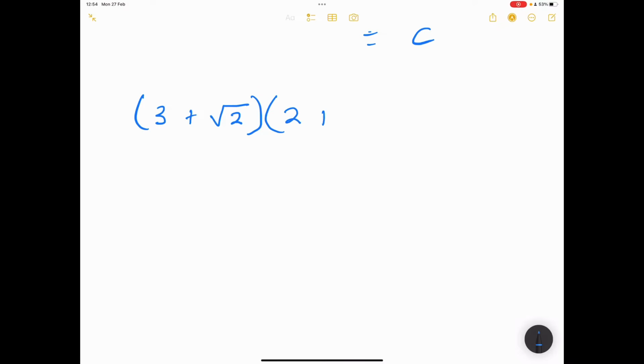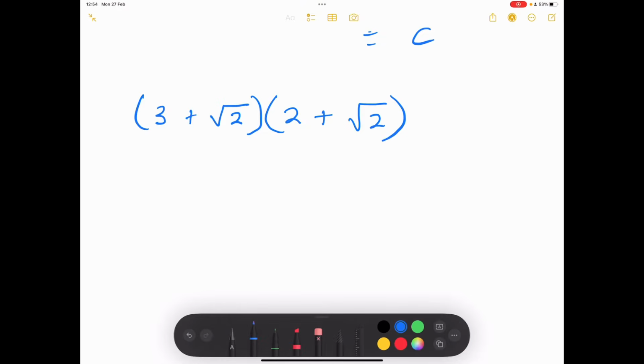Let's say 2 plus the square root of 2. Okay, right. So if we use our FOIL method, you guys remember this, what we simply do is multiply into this bracket and then multiply into that number. All right, so let's start with the first one. So 3 multiplied by root 2.